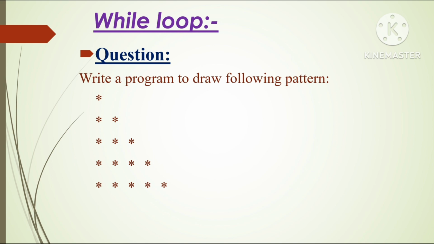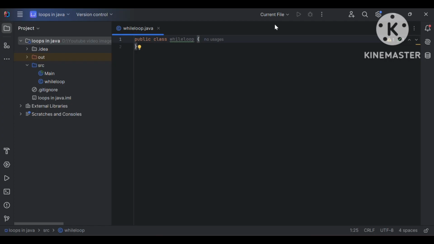Now let's solve a little bit complex question, that is write a program to draw the following pattern using while loop. So to draw this pattern we have to use two while loops. Now let's see how to draw this pattern using while loop. As the question is to draw a pattern, there is no need to import scanner class because we are not providing any input value to system. So directly start with the main method.